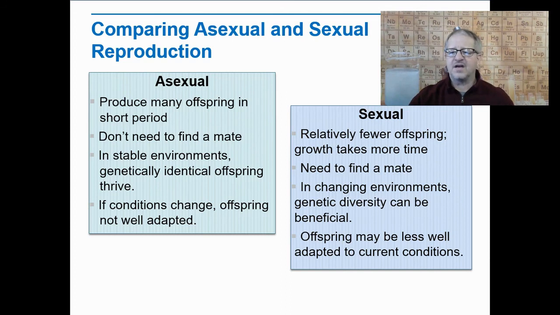So, what kind of conditions would it be useful to have offspring that are not identical to their parent? Why is that a good thing? Well, when environmental conditions are changing, new combinations of traits or genes might actually help with survival. So, based on this discussion, can you identify what the advantages and disadvantages of sexual and asexual reproduction are? Think about that as we move on to the next lesson in this chapter.